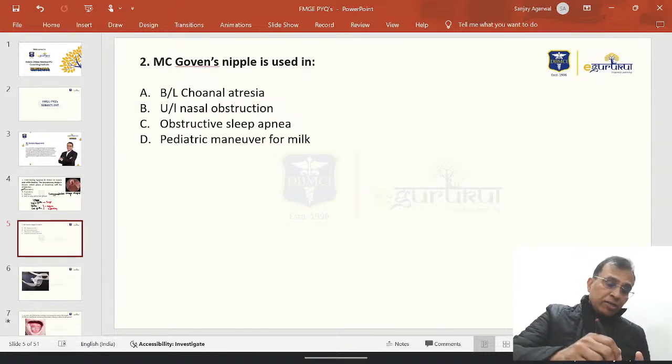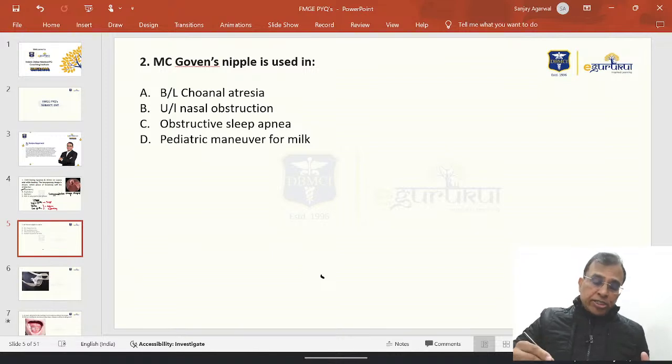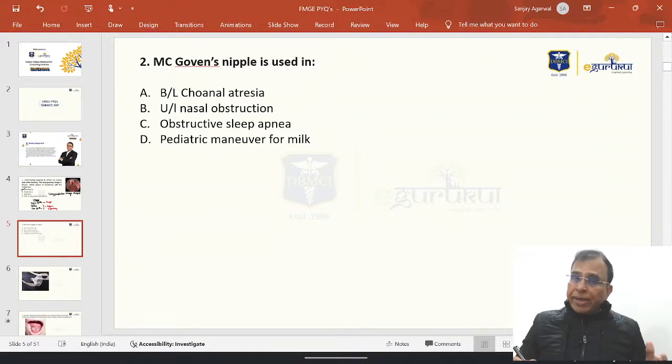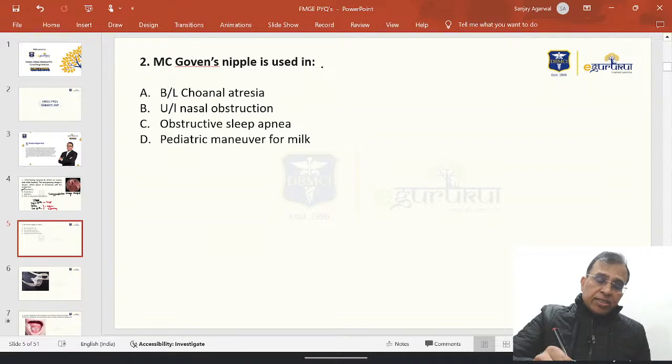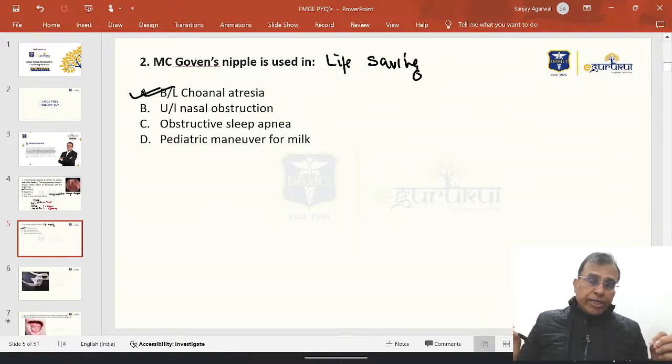That's it. Second question, very straightforward question: McGovern's nipple is used in which condition? It's also called Magg technique. Is it used for bilateral choanal atresia, unilateral nasal blockade, obstructive sleep apnea syndrome, or a pediatric maneuver for milk? Now, Magg technique is a technique used for bilateral choanal atresia. It's a life-saving technique. In bilateral choanal atresia, the patient's life is in danger, and so we have to do something very quickly and save the life of the child by doing this maneuver called Magg technique.